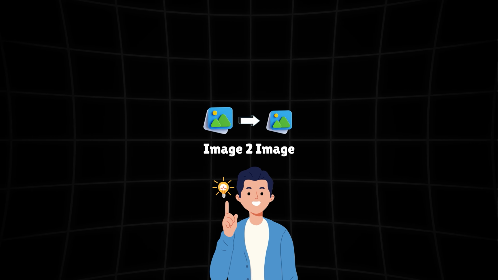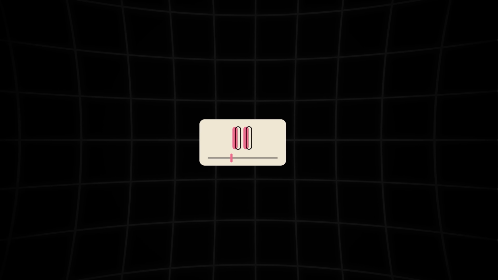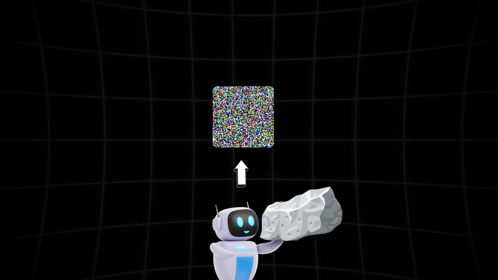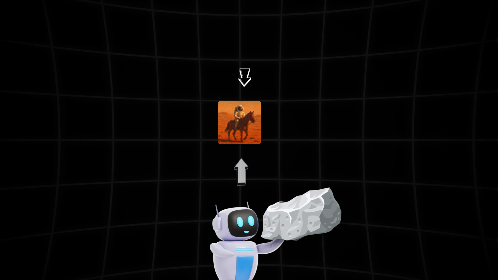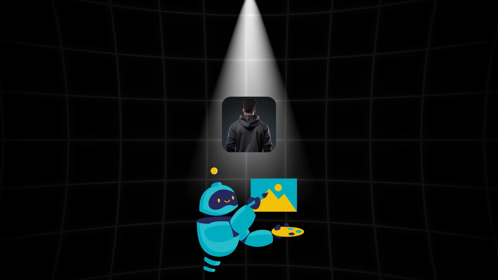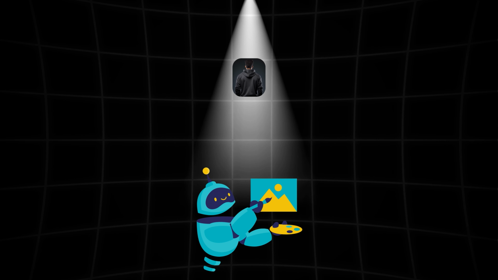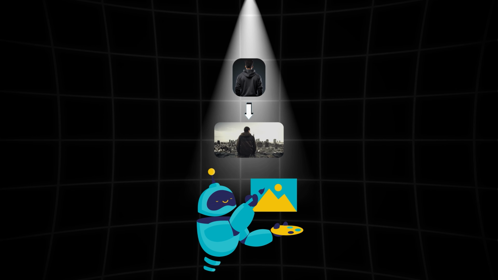Think of it this way. In our previous videos, we gave our AI artist a block of raw marble, which is like the pure noise, and asked it to sculpt something from scratch, right? Now we are giving it a rough sculpture that we already started. Think of it like we are giving the AI artist a basic shape and asking it to remix it.